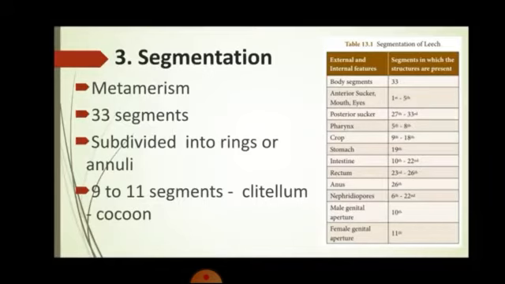and stomach is present in the 19th segment, and intestine from 10 to 22nd segment, and rectum from 23 to 26th segment, and anus opens in the 26th segment, and nephridiopore present from 6th to 22nd segment, and male genital aperture in the 10th segment, and female genital aperture in the 11th segment. So these are the segmentations of leech.